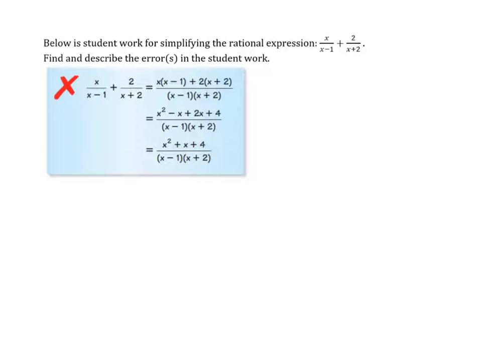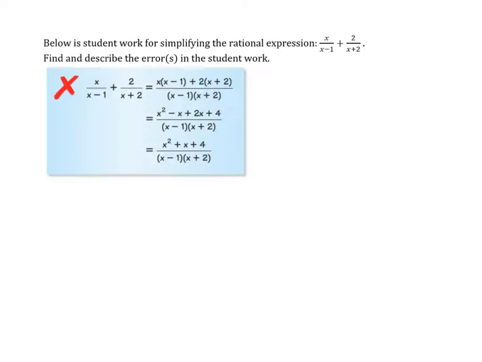For this problem, you are supposed to find and describe the error in the student work. So if I'm adding two rational expressions, my goal is to get a common denominator. When I solve problems like these, I don't look at the work right away. I think about how I would solve them and compare my work to their work.